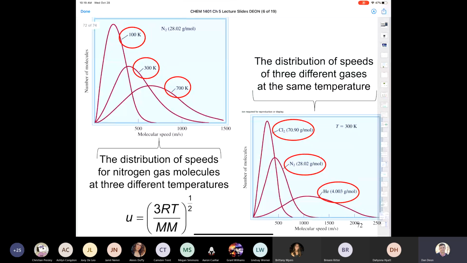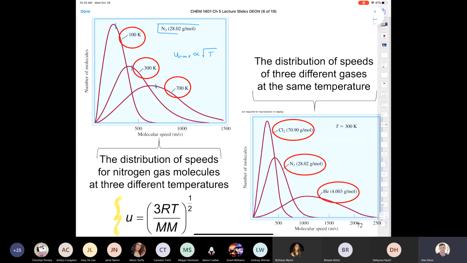Now, remember this equation that we looked at a while ago. The root mean square speed is equal to the square root of 3RT over molar mass. What does that tell us? It told us that u_rms is proportional to the square root of temperature, but good enough. What does that mean? As the temperature goes up, the average, or the root mean square speed, which you remember lies to the right of the most probable speed, is going to increase.